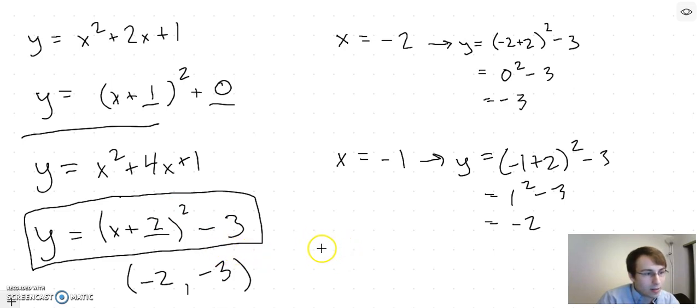So either way, you're still bringing it up from negative 3. Negative 3 is the lowest this can go because you're adding a squared number to it. Whenever you square something, it's either 0 or positive. So that's the intuition behind it.